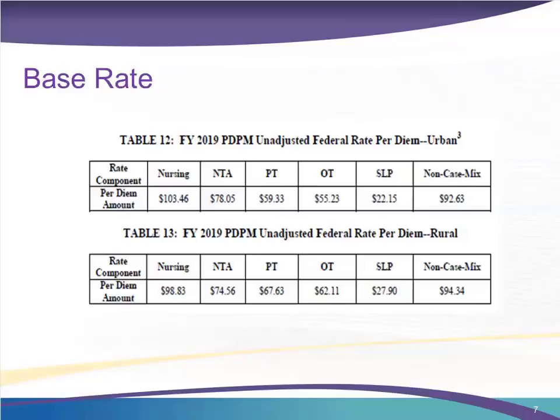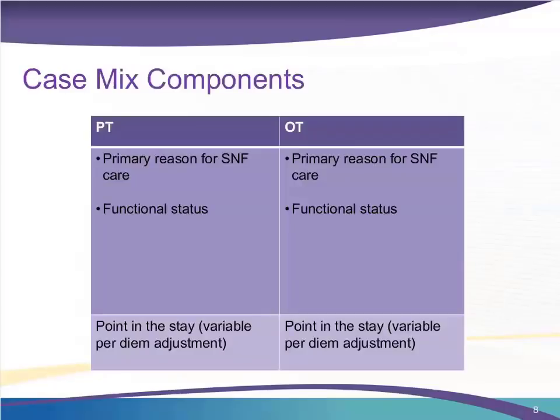That's where this formula starts. Okay, so we've got a base rate. The case mix components for PT and OT, again, are the same. And step one is determining the primary reason for SNF care. We're going to go through that. And then functional status, which is based on section GG. Again, there is also a variable component that we'll talk about once we go through the other two steps.